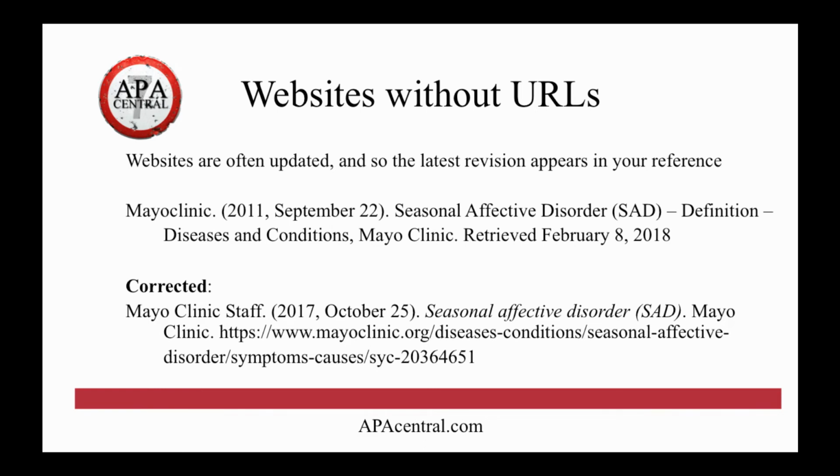Websites are often updated, and so the latest revision would appear in your reference. So this is an article or a web page about information about seasonal affective disorder. So they retrieved it February 8th, 2018, but the website date is 2011. The corrected is below that, where also it's written by Mayo Clinic staff, not Mayo Clinic. We put seasonal affective disorder in italics. Mayo Clinic is essentially the publisher, and then we put the URL at the end.